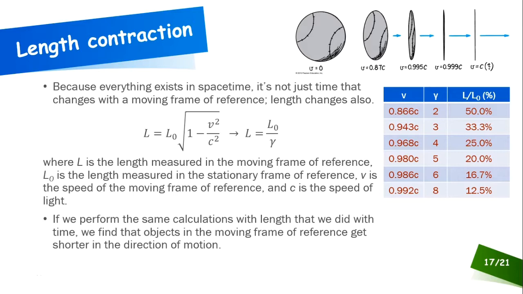So we perform the same calculations with length that we did with time to get the same sort of effect. Things get shorter in the direction of motion that are in that moving frame of reference. So what happens when the object moves at the speed of light? Well, eventually it just contracts until it reaches nothingness. It just disappears.